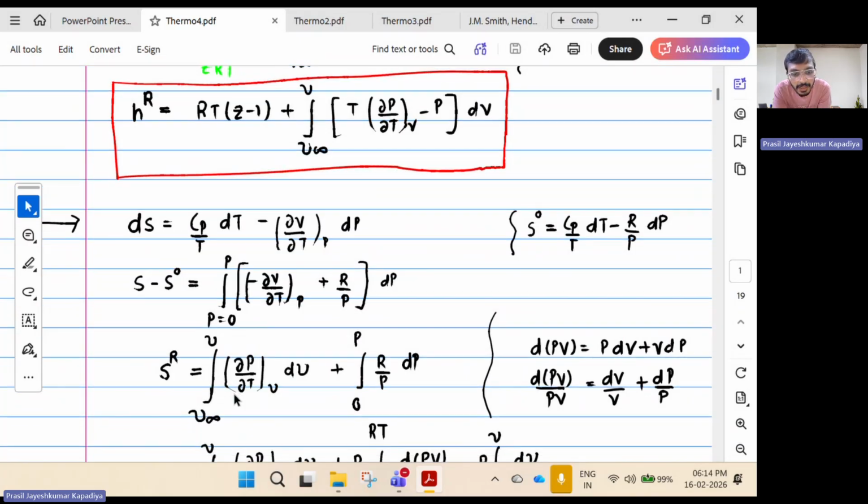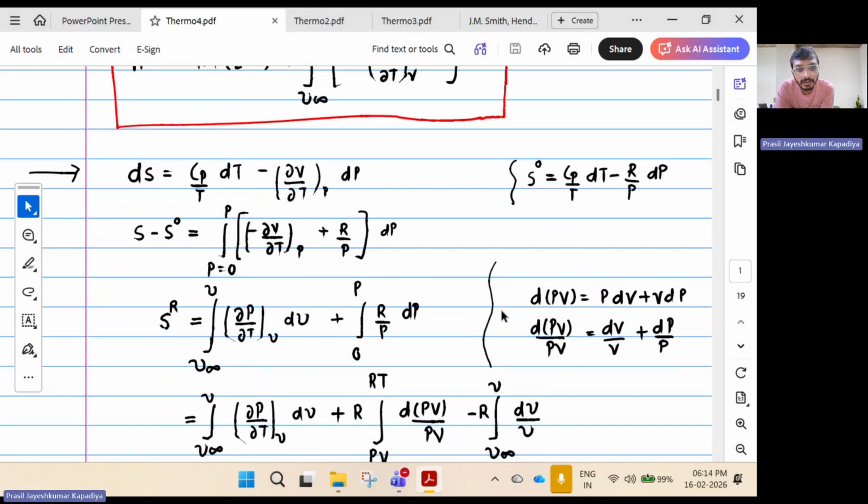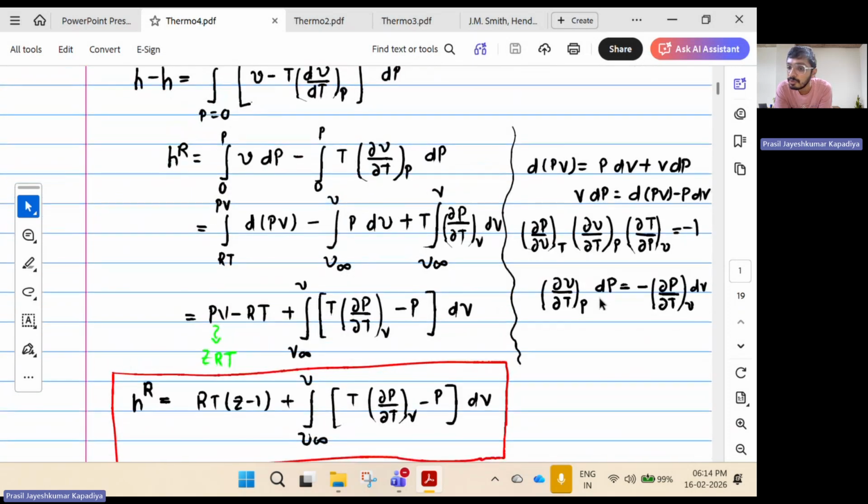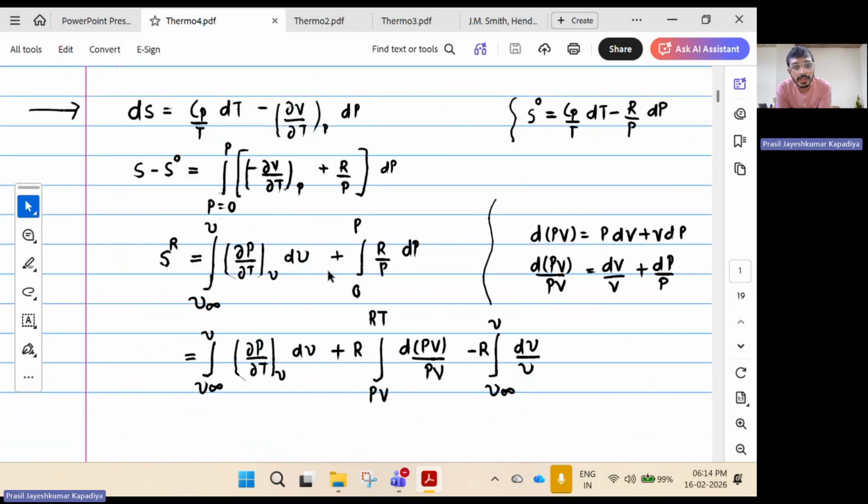Now again, we do the same thing. My minus del V del T at constant pressure is equal to del P del T at constant volume dV, plus R by P dP. So this term remains as it is. Now how can I replace R by P dP? The differential of PV is defined as PdV plus VdP, correct? If I divide this equation both sides by PV, my d(PV) by PV is equal to dV by V plus dP by P. So I can replace dP by P as d(PV) by PV minus dV by V. That is what I have done.